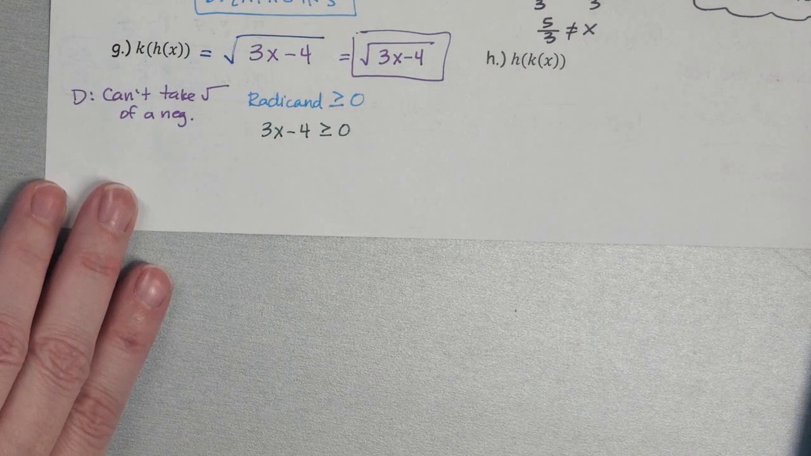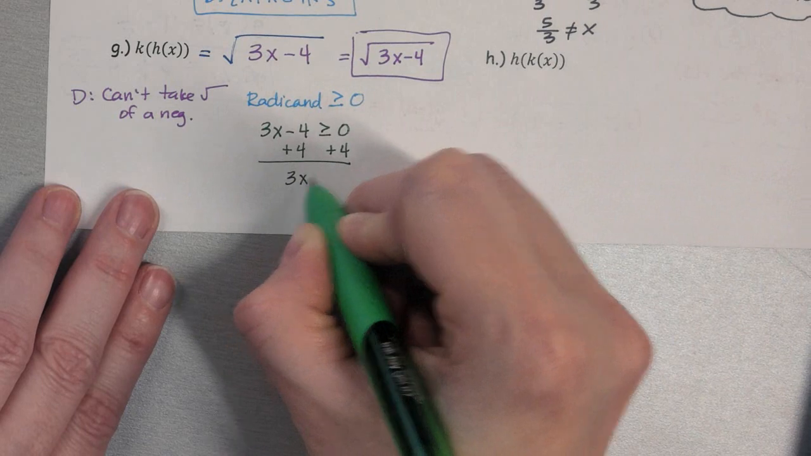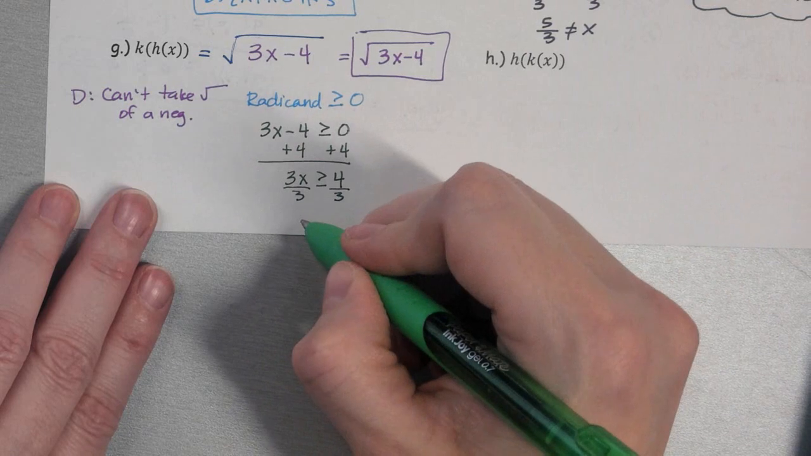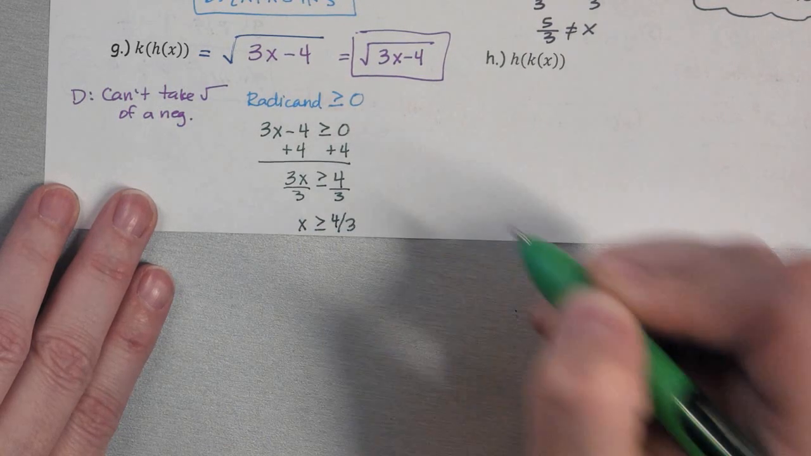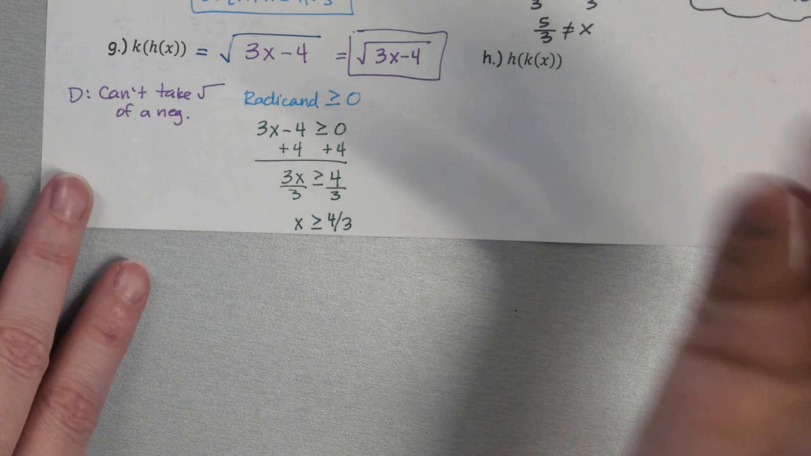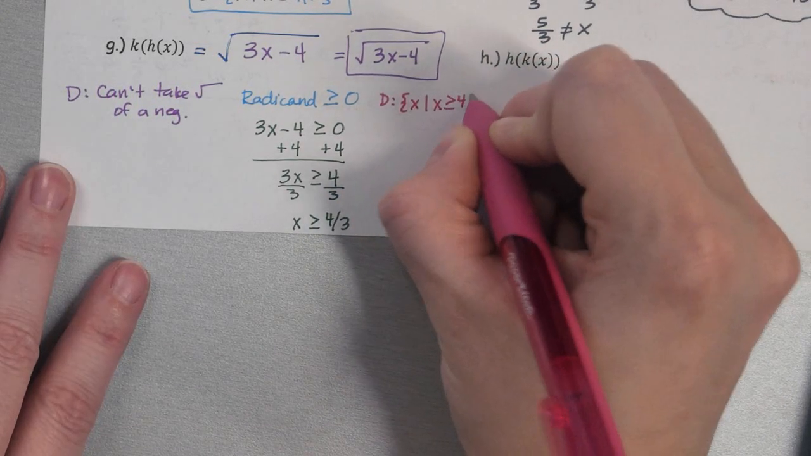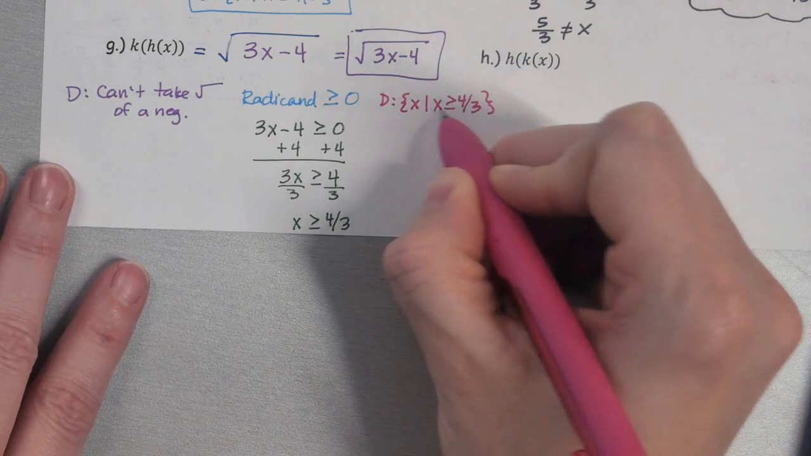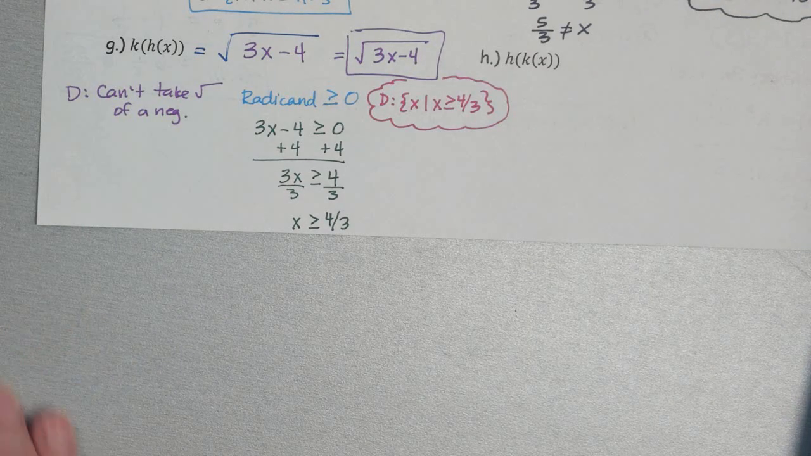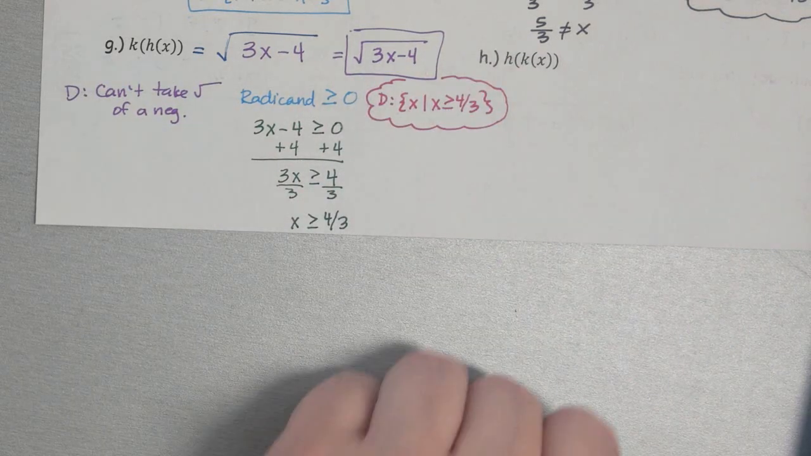And remember, with inequalities, it's a similar process to equations. Divide both sides by 3. Okay, so x is greater than or equal to 4/3. So when you put that in your domain, it is all values of x such that x is greater than or equal to 4/3. Which means if x was not greater than or equal to that, you would not be able to get a real answer. For example, 0 doesn't fit into this. If I were to plug in 0, I'd get a negative. That would be a problem.